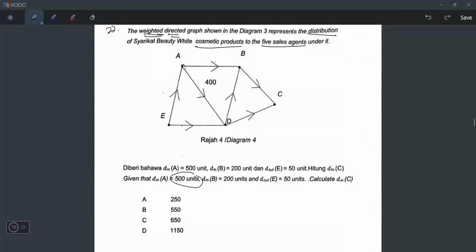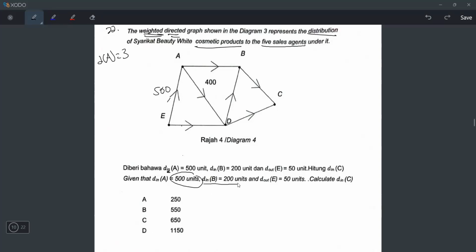So let's go to A. What is the degree of vertex A? We have 1, 2, 3. We have 3 lines touching A. But this is a directed graph, so there will be direction. They say the degree in A is 500, and you can see that the in-degree of A is only this line going into A. This is going out. This is going out. So it means that the 500 units is for this line, not for this, not for this. It's only for this line.